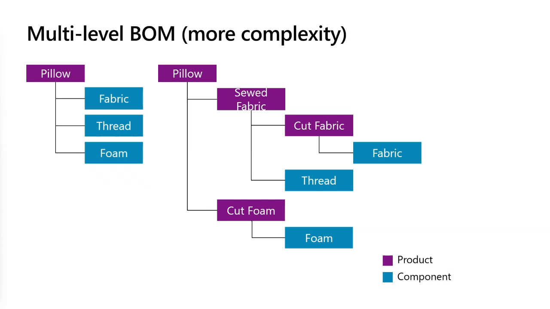In production, each product with a bill of material becomes a production order, so for the sample on the right, 4 production orders are created.